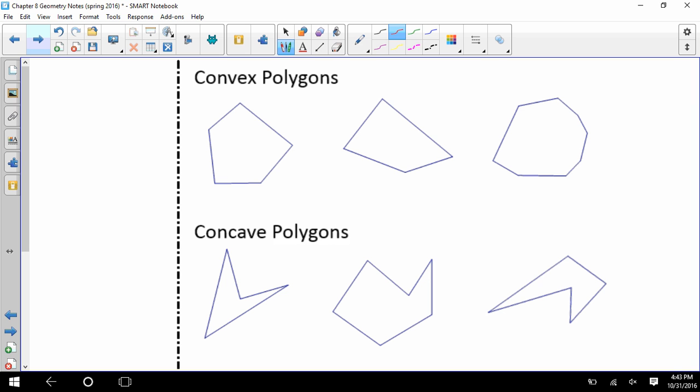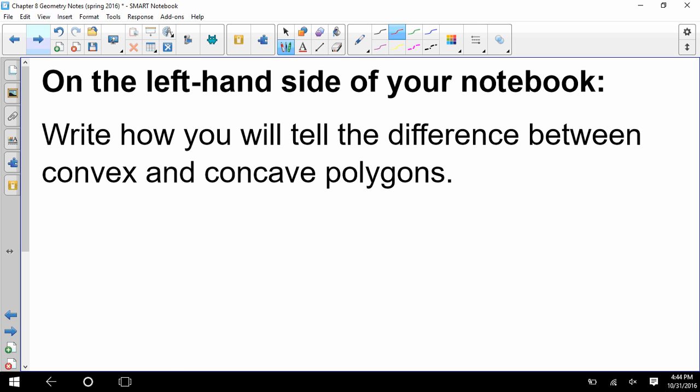All right, next, I gave you pictures of what we call convex polygons and concave polygons. Okay. So what I want you to do is take a moment and look at that. I'm not going to give you an actual definition, I want you to come up with your own way to figure out the difference between a convex and a concave polygon. So on that left-hand side, that page that's blank on the left-hand side of your notebook, I want you to write how you will tell the difference between convex and concave polygons. So go ahead and pause this so you guys have enough time to write that out, and then we'll see what you put.